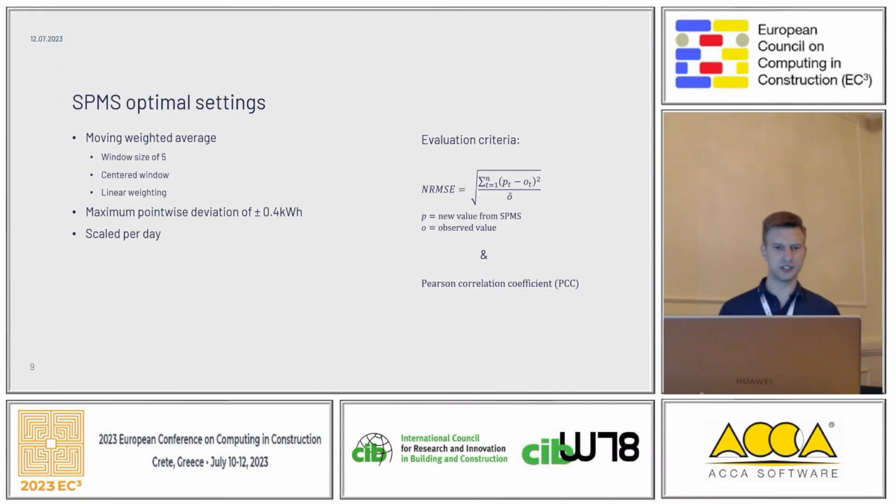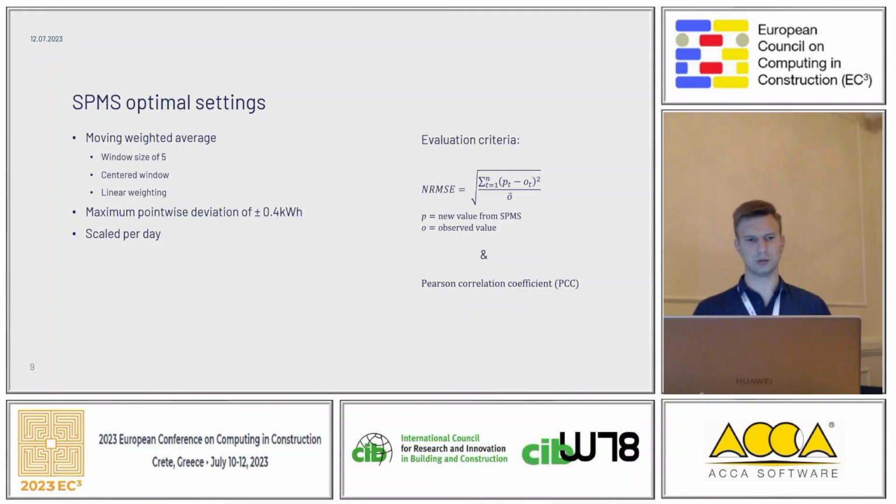Overall, we have seen consistent results across all these three analyzed data sets or subsets, as well as across normalized root mean square error and Pearson correlation coefficient, and that is that a simple moving weighted average with a window size of 5, a centered window with a linear weighting, and a maximum pointwise deviation of plus minus 0.4 led to the best results. We always scaled the data per day. Why per day? Well, it's a nice unit, so it makes processing a bit simpler if you have a natural unit like a day. Also, usually over 1 day, the energy use is high enough so that the relative error introduced by rounding is considerably small.